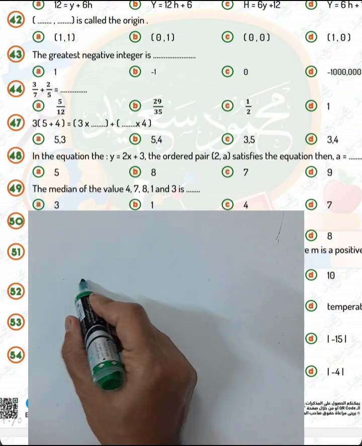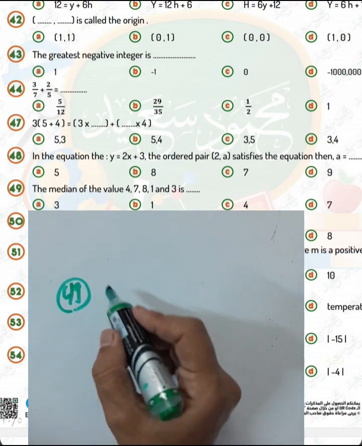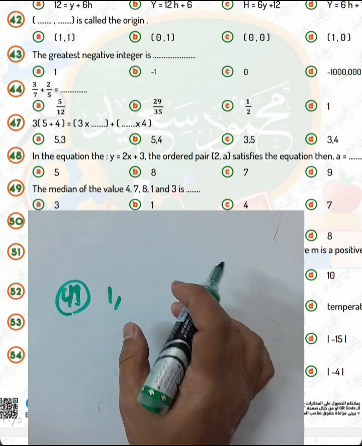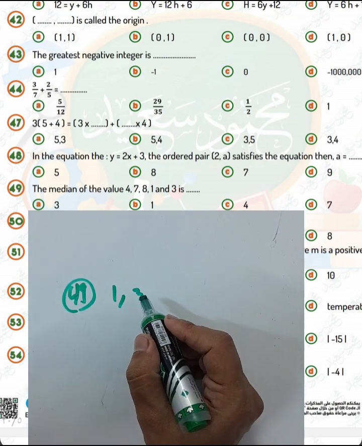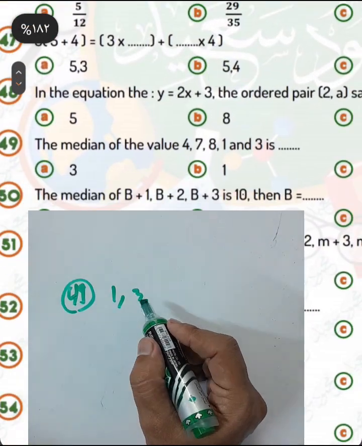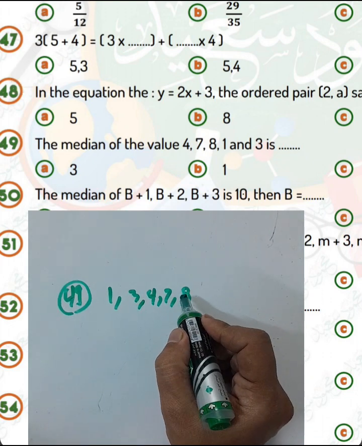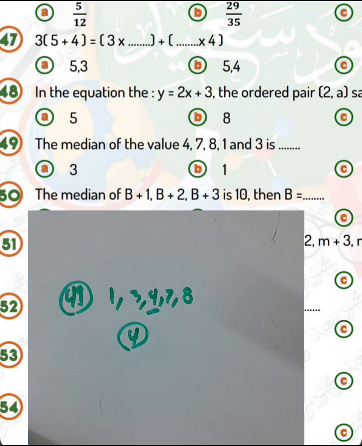Question 49. The median of the values: we can find the median by arranging the values ascendingly or descendingly and then finding the number in the middle. I will arrange all the numbers here: 1, 3, 4, 7, 8. We can write 4 here. The median here will be 4.